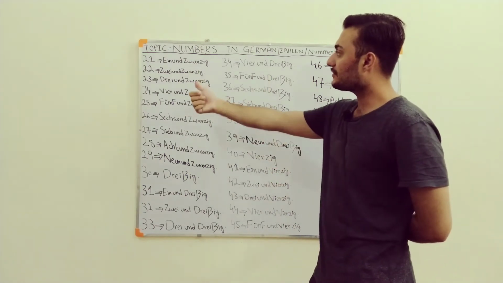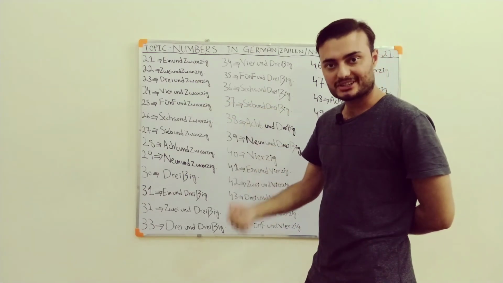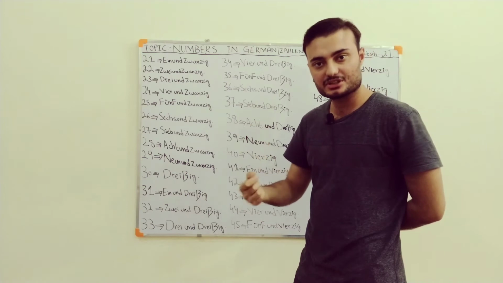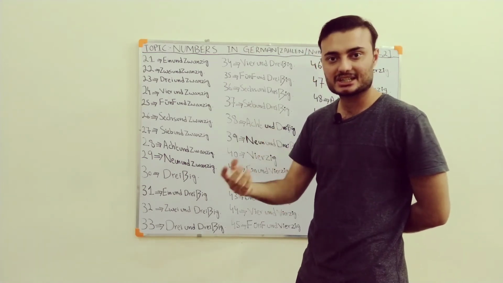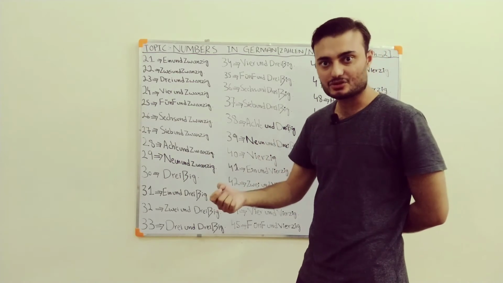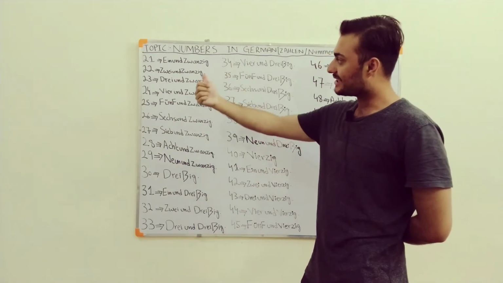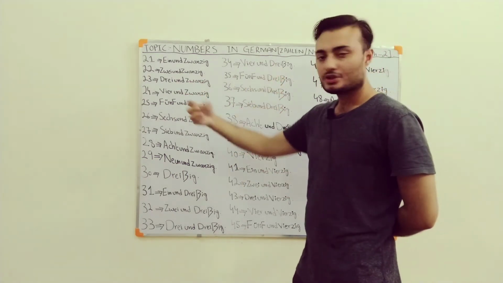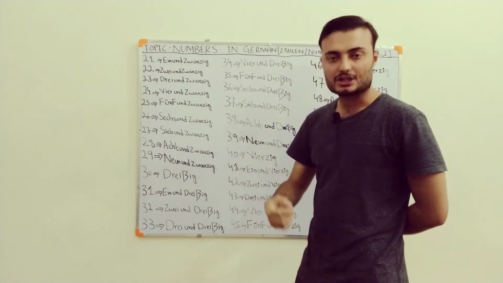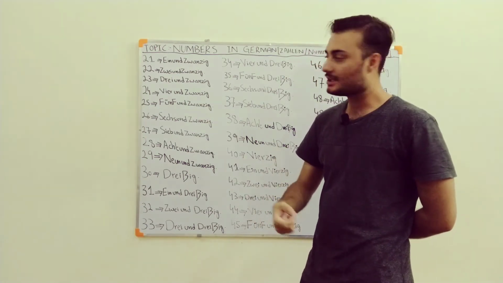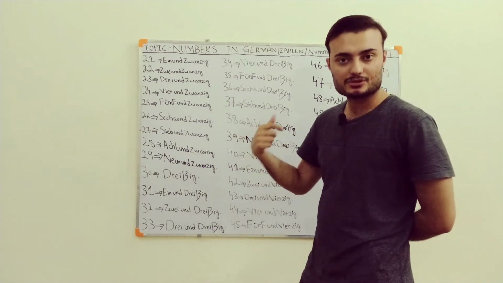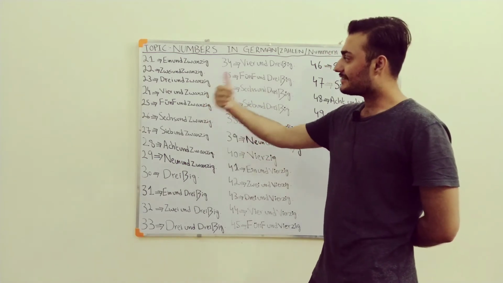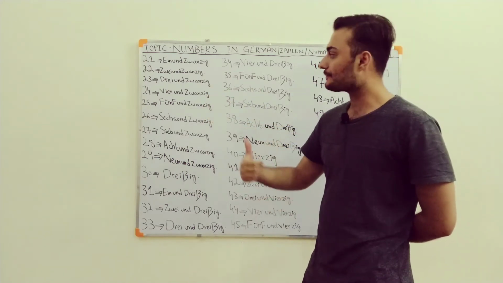So 21 is known as einundzwanzig. Literally, ein means one and zwanzig means 20. So 21 is literally, in English, one and twenty. Its German version reflects it like this: einundzwanzig. 22 is zweiundzwanzig. Zwei means 2 and und stands for and, and zwanzig stands for 20. So two and twenty, if we say it literally. So 22 is like this in German.